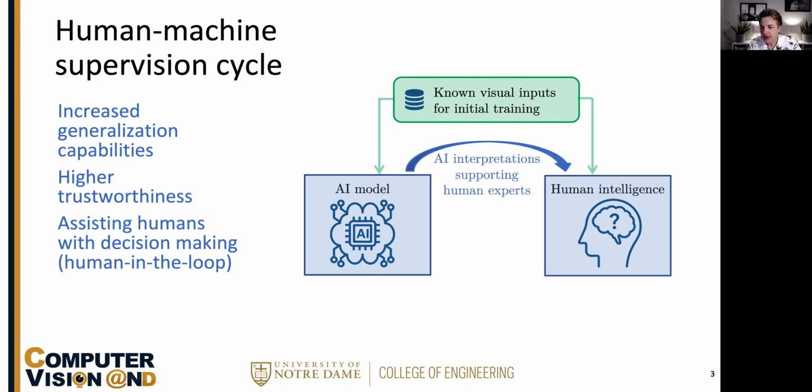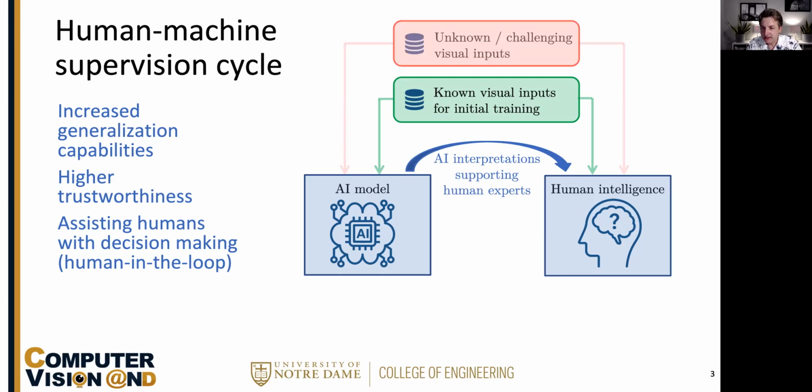What is recently quite useful and important is that, as I said, these AI models can support human experts. So we may additionally see some interpretations of decisions that may help humans in decision making. But what is problematic is when some unknown visual inputs show up. Then, as I said, AI models perform very badly.